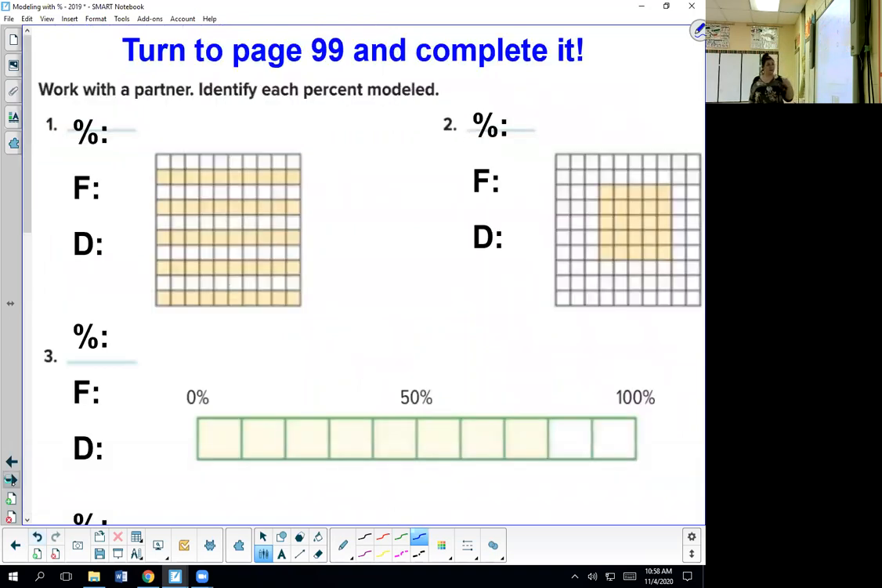I have some examples that I had the kids do in class, same kind of concept, converting from fraction to decimal, decimal to percent. But there is one on here that I wanted to go over. Let's see.